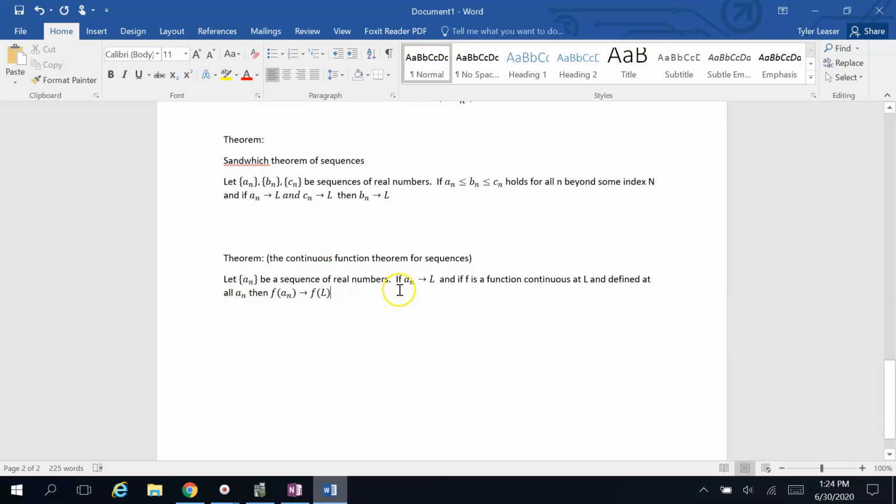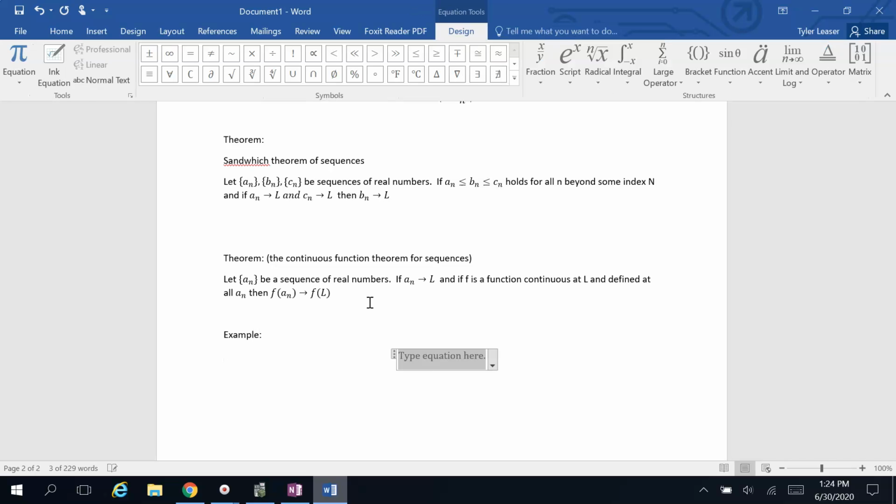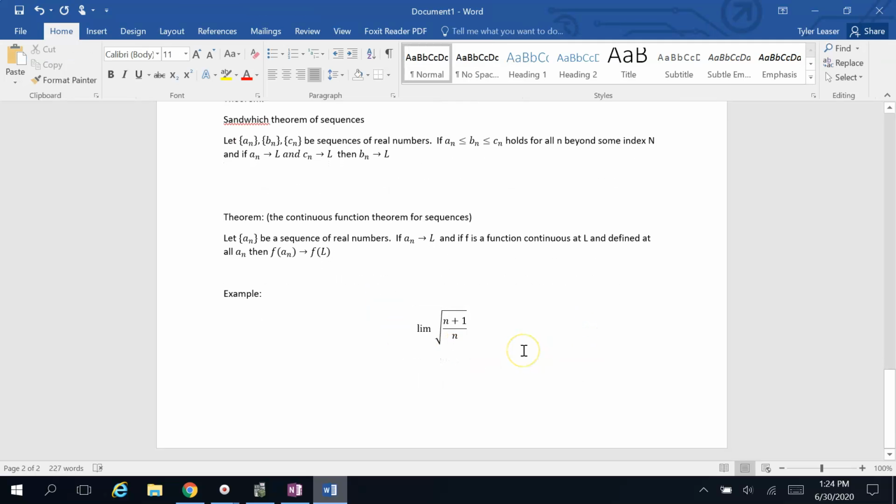Let a sub n be a sequence of real numbers. If a sub n converges to L, and if f is a function continuous at L and defined at all a sub n, then the sequence f of a sub n converges to f of L. And it's best to show how this works with an example. Let's say we have the limit as n goes to infinity of the square root of n plus 1 over n. Okay. We don't have anything that tells us what to do with square roots or anything crazy like that.